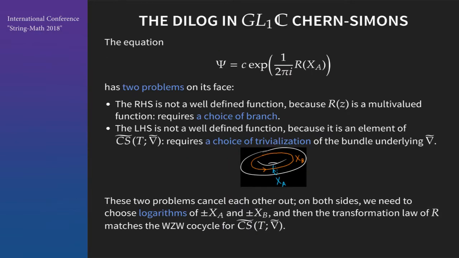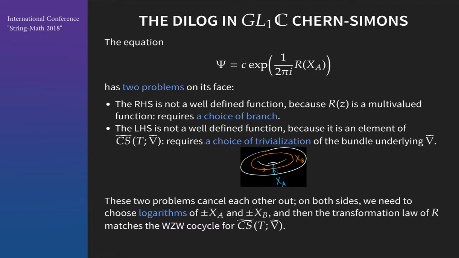Well, what does it mean to say that this is an element of that Chern-Simons line? When you first see this formula, it has kind of two problems on its face. One problem is that the right side isn't really a function. To write the dilogarithm as a function of this element of C star, well, the dilogarithm is a multi-valued function. So in order to even make sense of this, I have to give you a branch of the dilogarithm function.